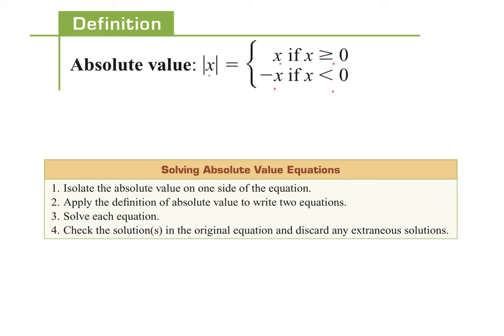And then once you have your absolute value by itself, you're going to literally set up two equations because the inside could equal the positive or the inside could equal the negative. Those are both the same distance away from 0. Once you set up your two equations, you're just going to solve it.